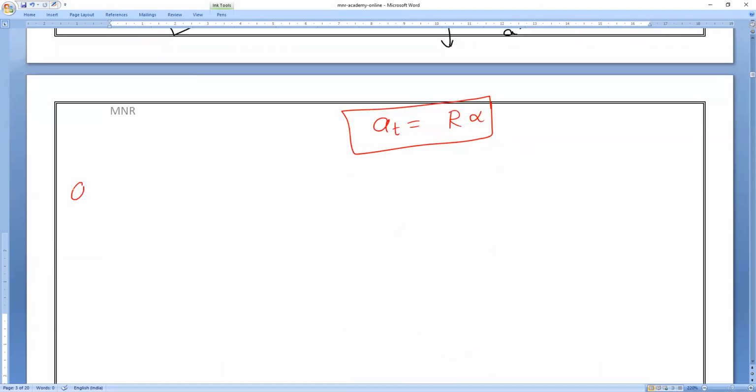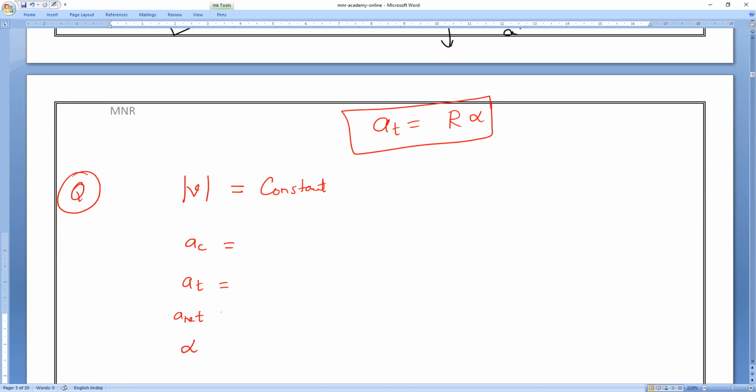If the speed of the body, speed meaning mod v, the magnitude of velocity, is constant in a circular motion, now you tell me, which accelerations are zero? Centripetal acceleration, tangential acceleration, net acceleration, and angular acceleration?